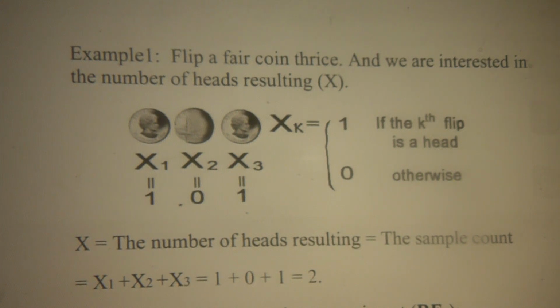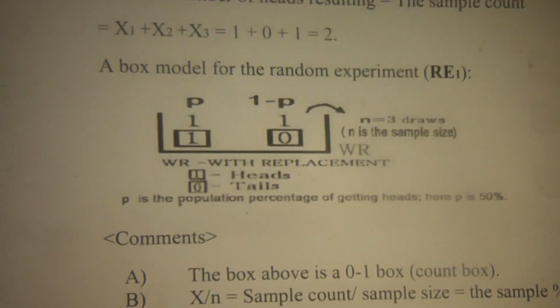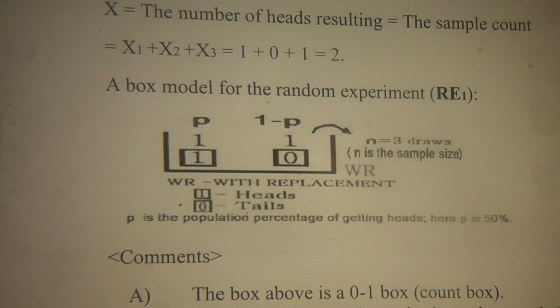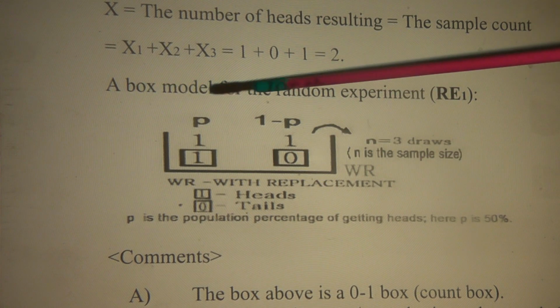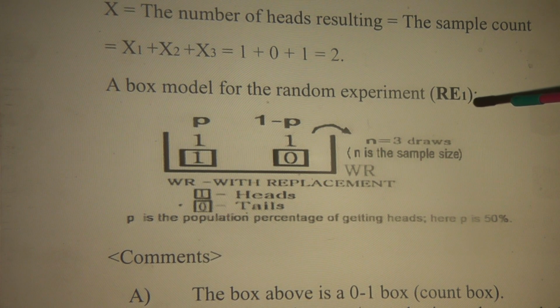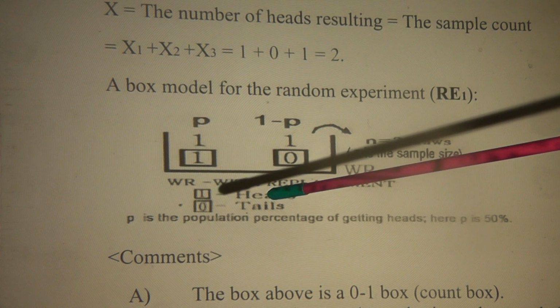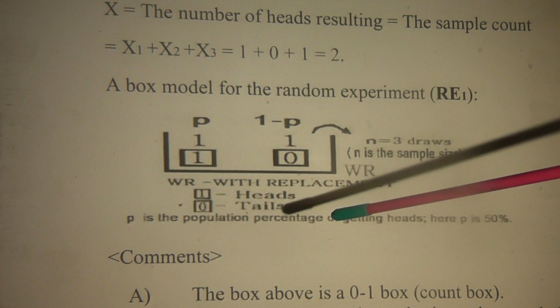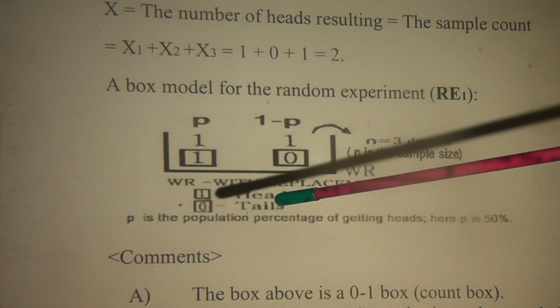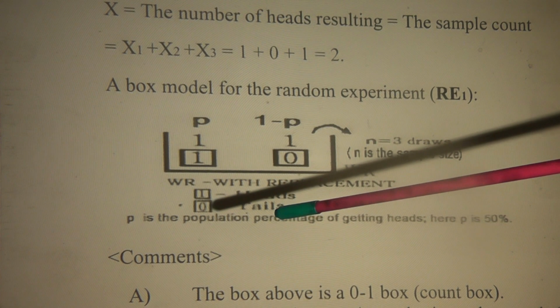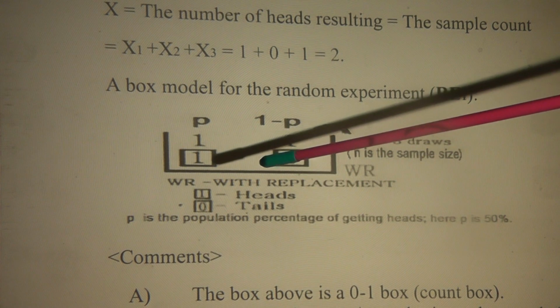Now, how can I create the box model to specify this random experiment? Look here, a box model for the random experiment, I call it random experiment 1. First, what numbers go into the box? You see 1 and 0. The 1s are used to specify heads, and 0 is used to specify tails. When I see a head, I count 1 head. When I see a tail, I count 0 heads.